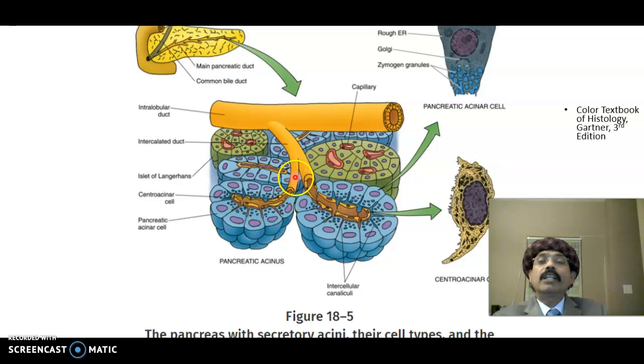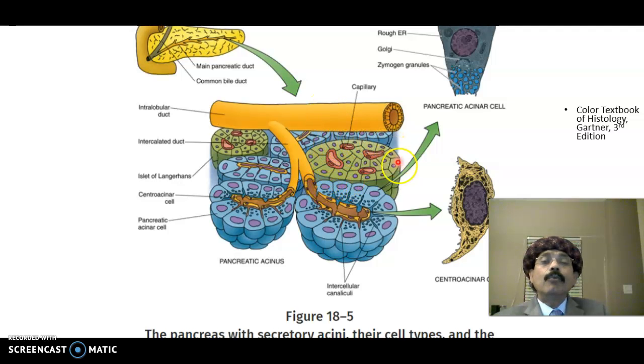Then we get the intercalated duct. Then we go to the interlobular duct. Ultimately it goes to the pancreatic duct that unites with the hepatic duct, forming the hepatopancreatic duct that opens into the second part of the duodenum. Here the centroacinar cell is important to us. This is located here, and this is the beginning of the duct. Then we have the intercalated duct, then the interlobular duct here.